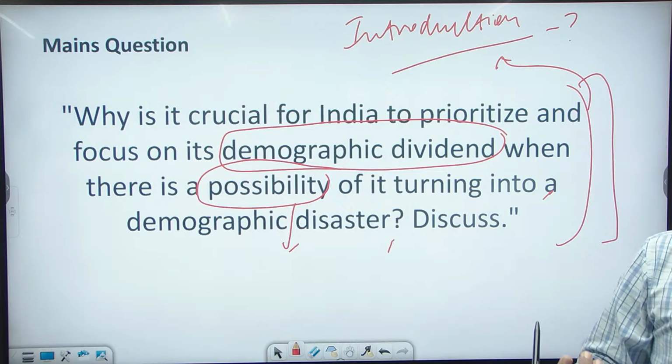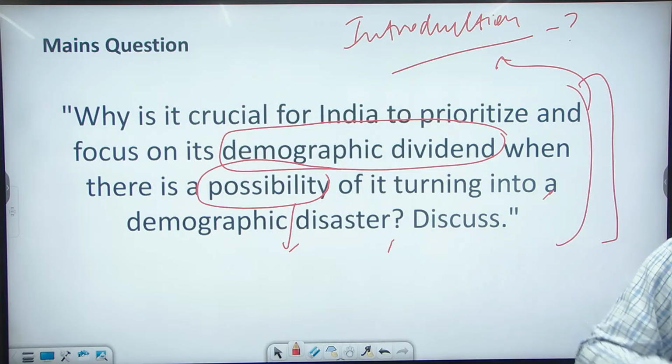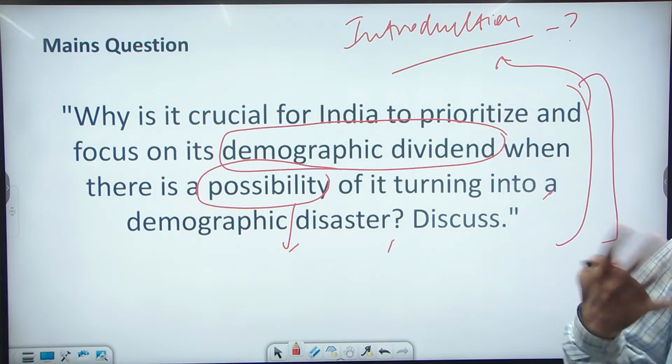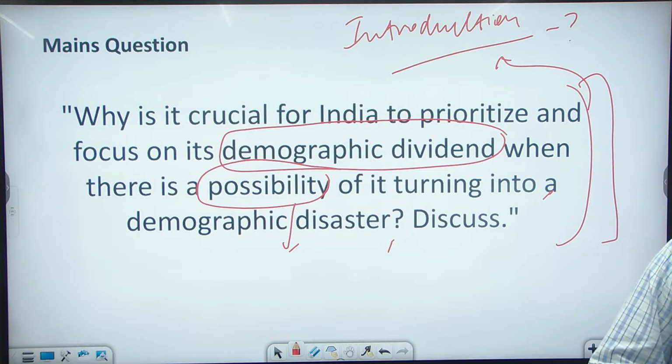ASER report, where 8th class children cannot read a 3rd class book. Even some of the government reports of NITI Aayog show the demography is not working well in education, in skills, in unemployment. If this condition continues, that demographic dividend can lead to a demographic disaster.